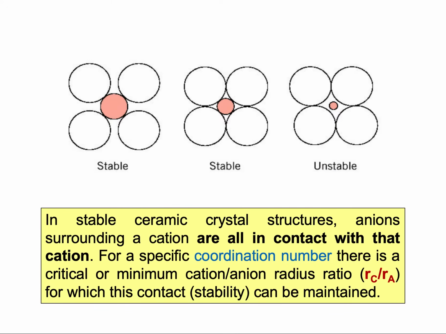And in order to give more than the coordination number, there is a ratio called the minimum cation to anion radius ratio. With this ratio, the contact is stable and can be maintained. So there are numbers that we need to look at in order to see if my structure is stable or not.